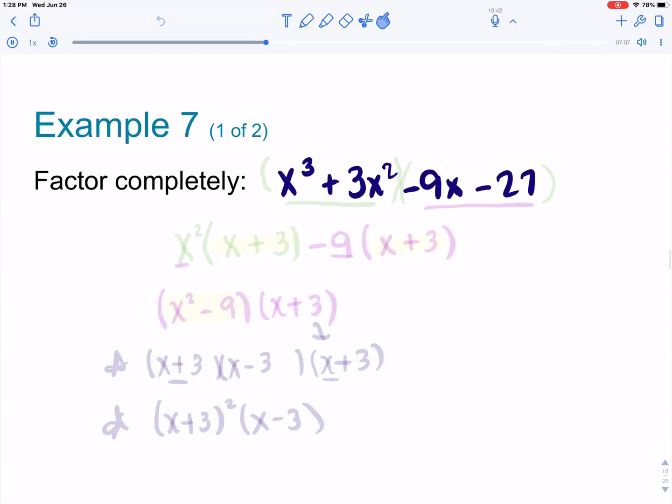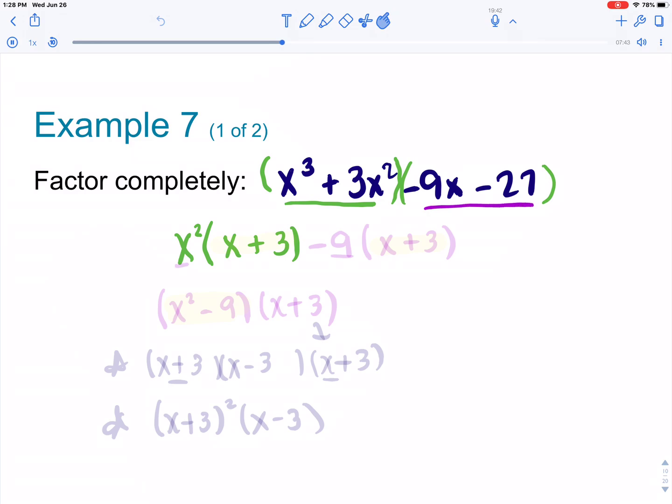Okay, now I got a polynomial with 4 terms. So what we've learned with 4 terms is you go ahead and you group it. So I'm going to draw parentheses around the first 2 and the back 2. And so on the first part, I say to myself, what can I pull out of there? Well, they both have an x squared, so I'm going to pull an x squared out. So here's my x squared. Now let's see. x to the 3rd divided by x squared is x. 3x squared divided by x squared is just 3. So that's how the first part factors.